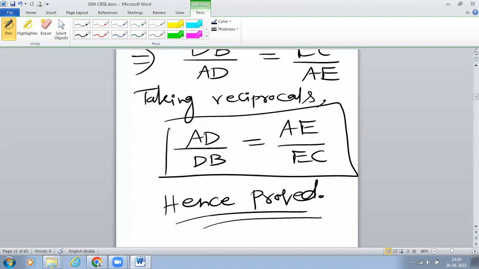This is the statement of Thales theorem, also called the basic proportionality theorem. Why is it called the basic proportionality theorem? Because when a line is drawn parallel to one side of a triangle, the line divides the other two sides in the same ratio. When two ratios are equal, we call it proportional. That is why another name for Thales theorem is basic proportionality theorem.